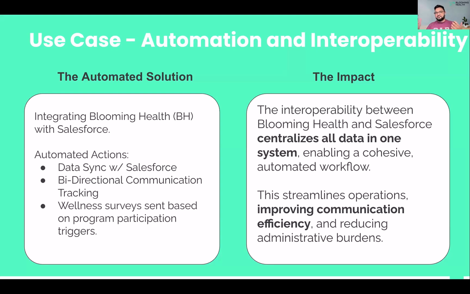So this combination of automation and interoperability highlights how technology can actually enhance social care operations and allow organizations to focus on people, which was our goal with automation and interoperability, and not focus on processes. Over to you, Marina.